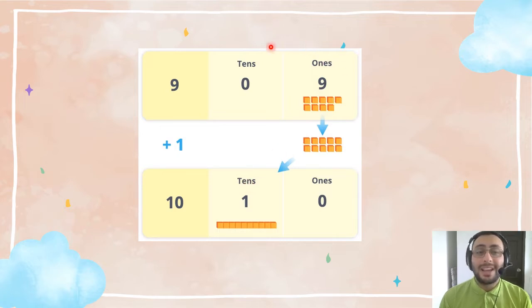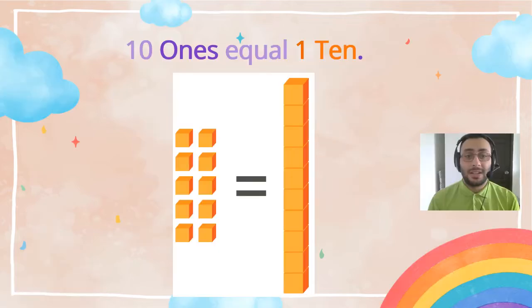Now, the ones and tens are called the place value. So, number 9 has 9 ones, 0 tens. But number 10 has 0 ones and 1 ten. This is the place value of this number's digits. So, remember, when we have 10 ones, we have to make it into 1 ten. So, 10 ones, whoop, we put them together as 1 ten. So, 10 ones equals 1 ten.